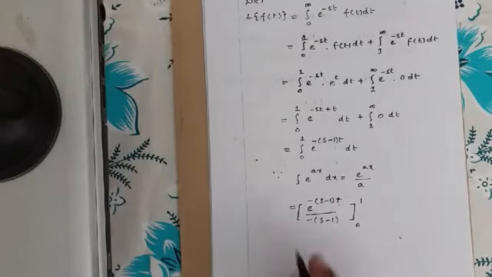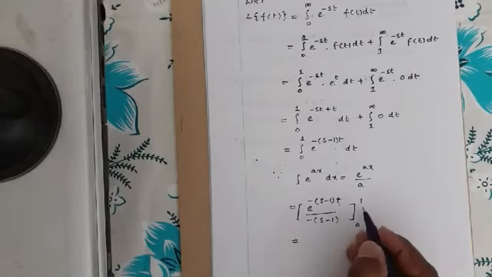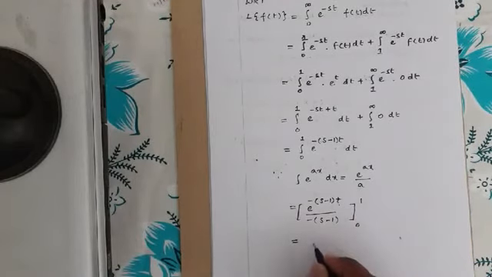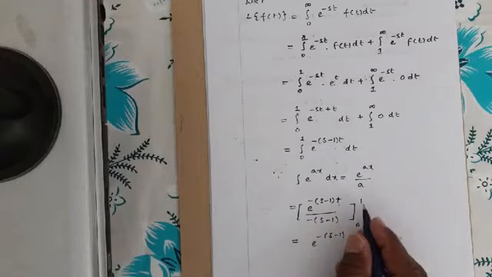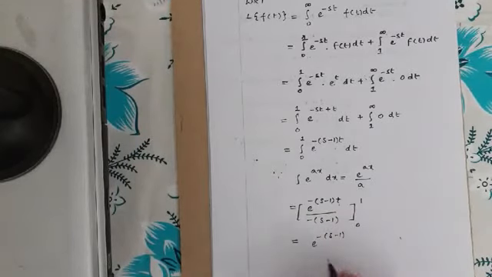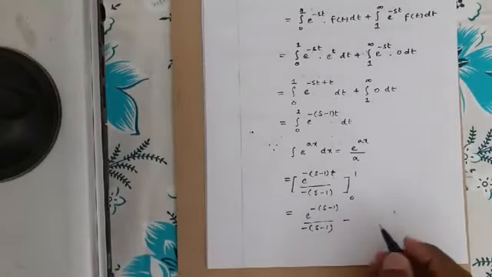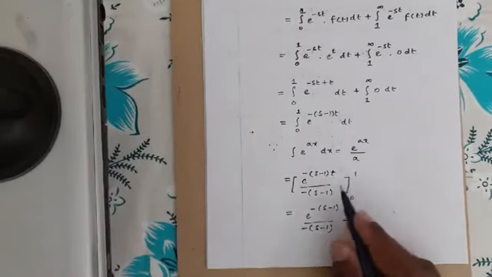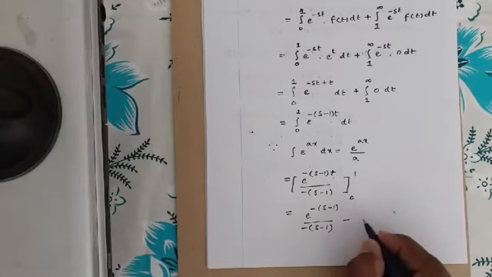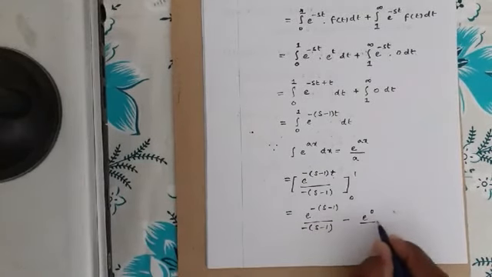Then this is equal to, now you apply the limits here. So this becomes e power minus of s minus 1 into, in the place of t if you substitute 1, that becomes 1 upon minus of s minus 1. Then upper limit minus lower limit, then minus, in the place of t substitute 0, that becomes e power 0 upon minus of s minus 1.